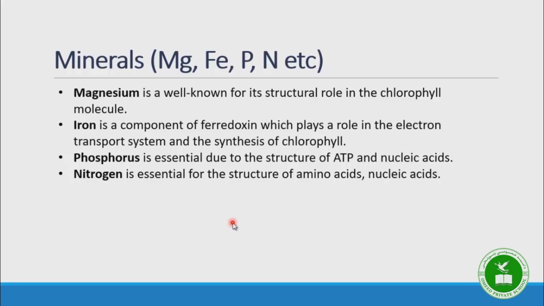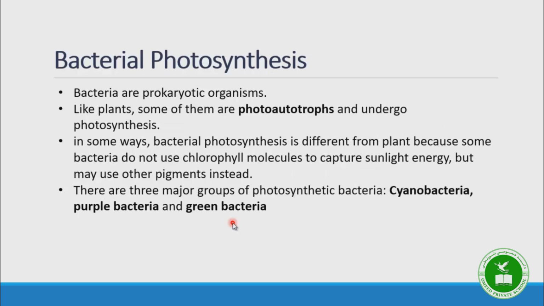And phosphorus, we know that phosphorus is essential because it has an important role in the structure of ATP and nucleic acids. And nitrogen is essential for the structure of amino acids and nucleic acids. We know that the structure of the enzymes is proteinaceous and proteins are formed from amino acids.